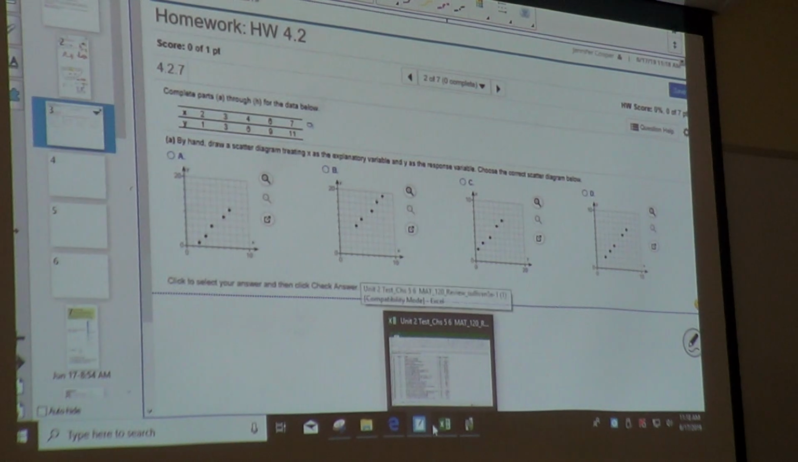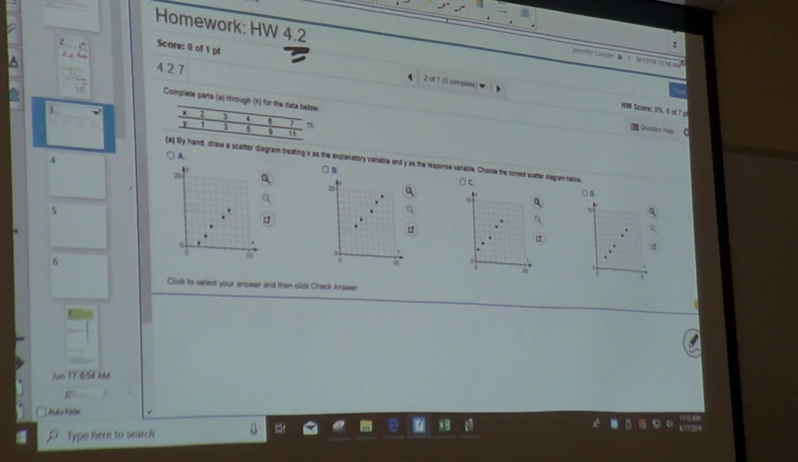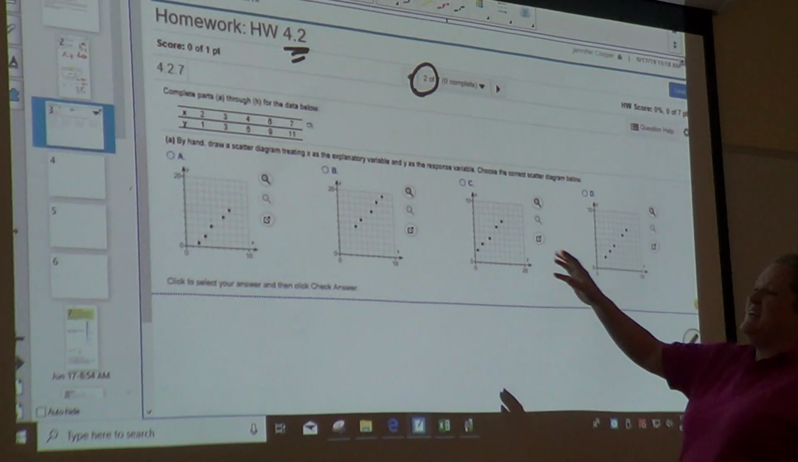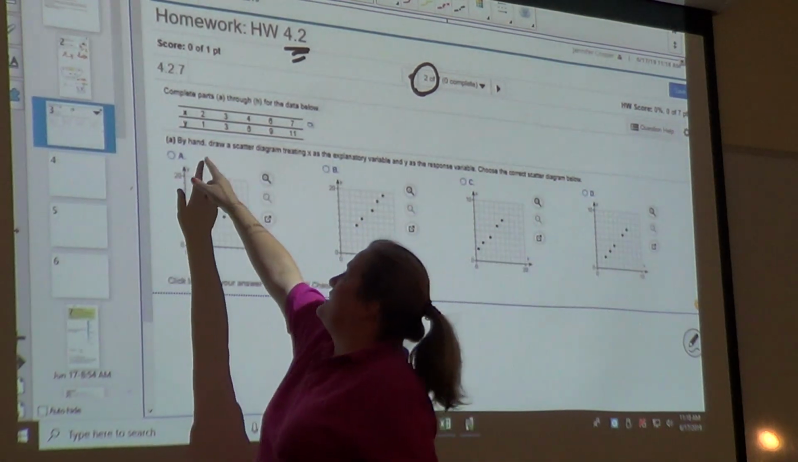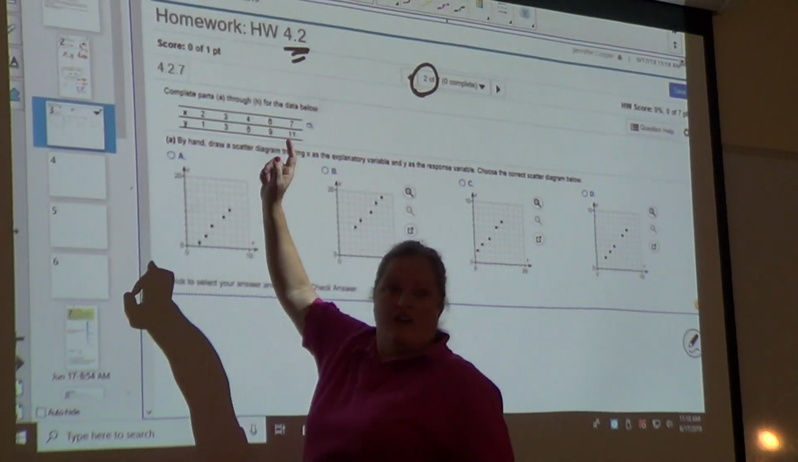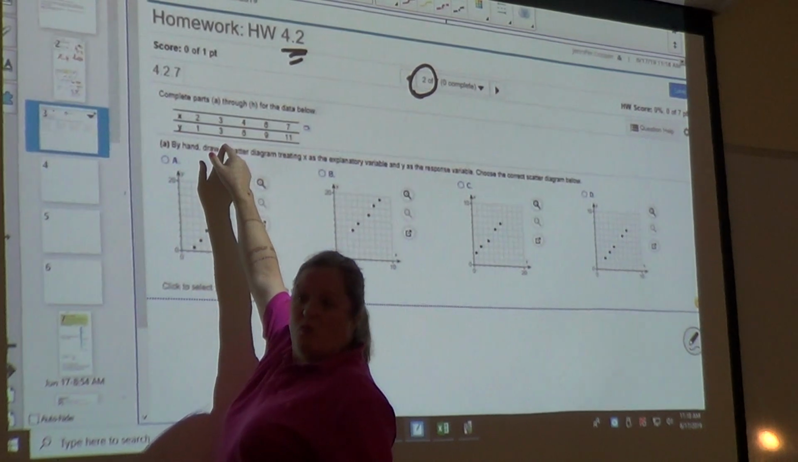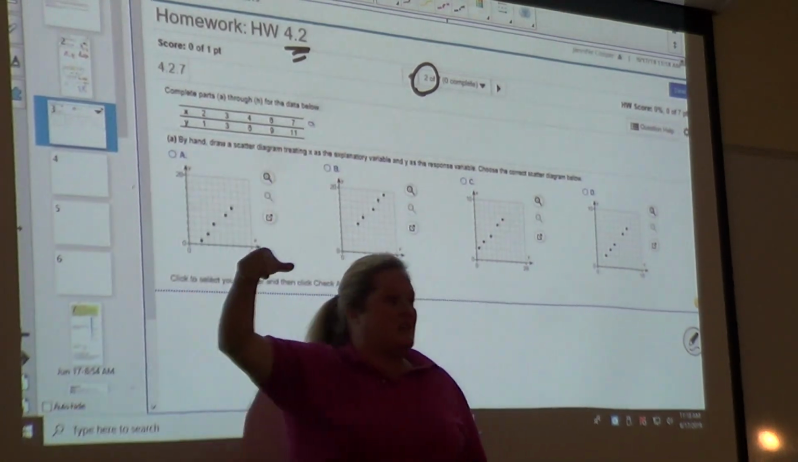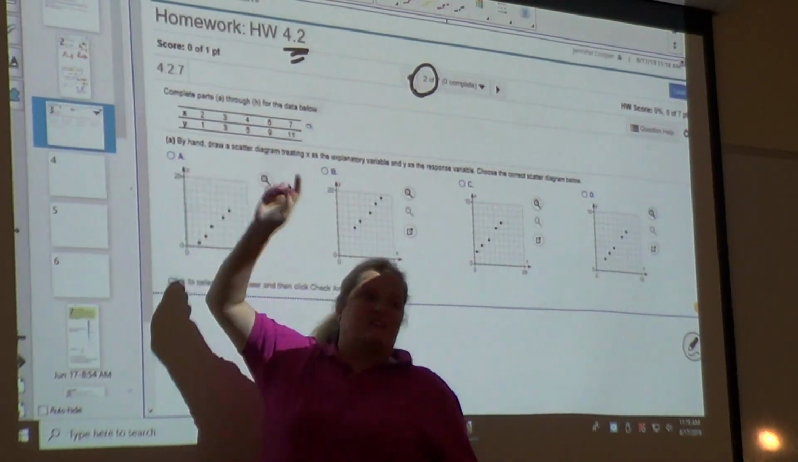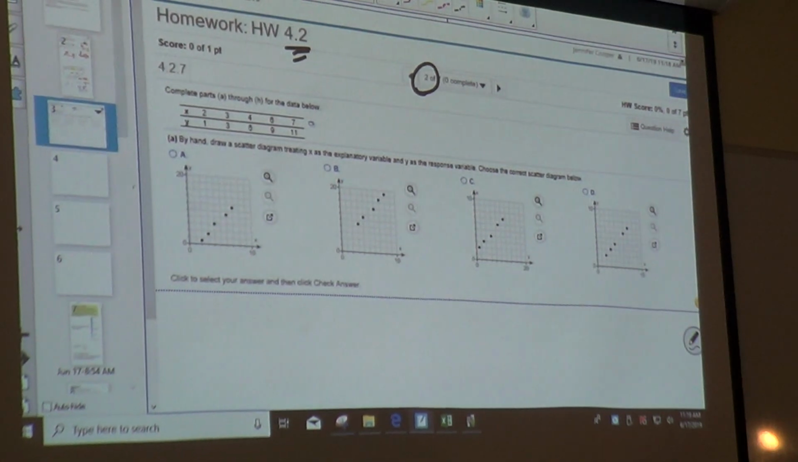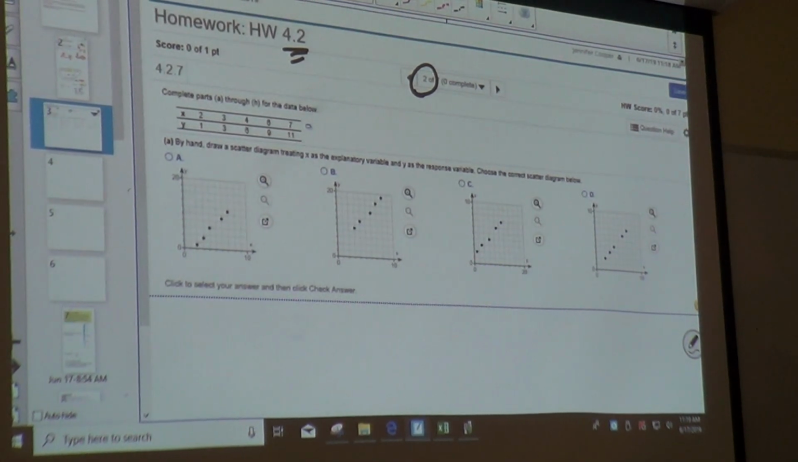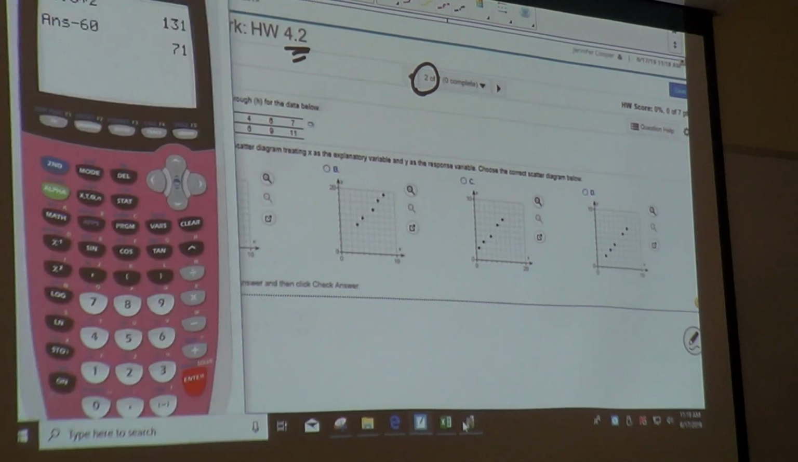So this is 4.2, number 2. The first thing says, and it says by hand, I never make you do anything by hand, draw a scatter diagram. So it's telling us what our X is and what our Y is. So we're going to do stat edit. Our X is going to be our L1 and our L2 is going to be our Y. So I'm going to go to my calculator.